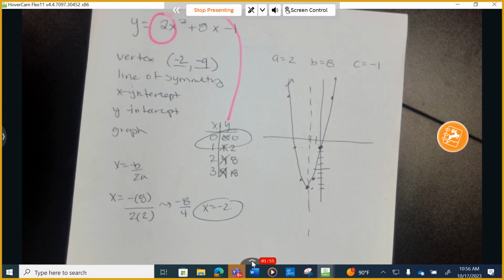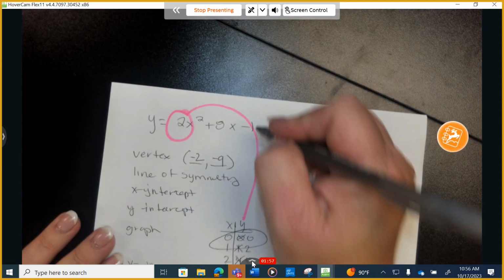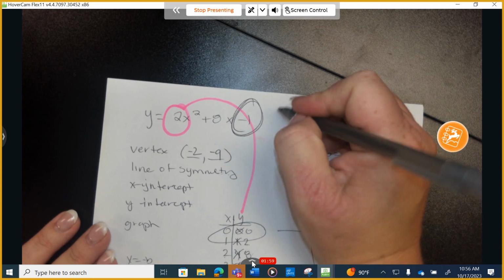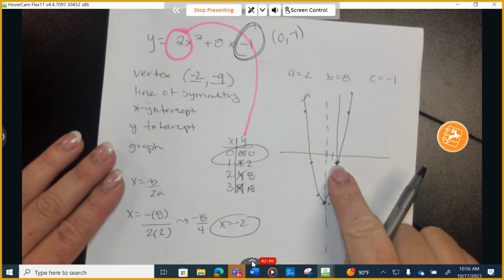Okay, let's go ahead and identify the x and the y-intercepts. This number is always your y-intercept. So 0, negative 1. We can also see it right here.